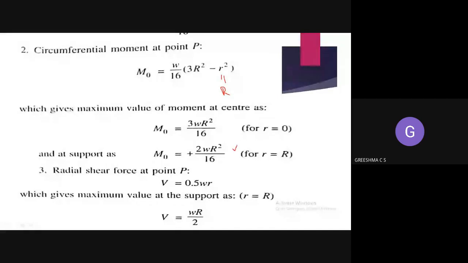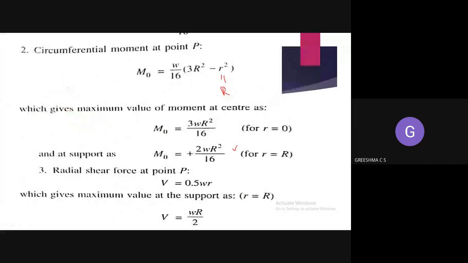Next, you have to find out the radial shear force. Unlike the rectangular slab, now we are developing the radial shear force. That means the shear force is developing radially, in the radial directions, like this. So here you are having a radial shear force. The radial shear force equation is 1 by 2 wR, or you can say 0.5wR.